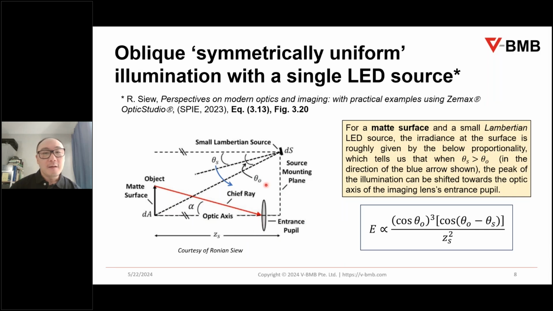Well, if you go to my other book, Perspectives of Modern Optics and Imaging, in equation 3.13 and figure 3.20, you'll see me sketch out a diagram such as this. Let's say you've got a tiny source, an LED, that has a Lambertian emission. If you go to an LED data sheet, you'll very often see a plot of intensity versus angle. Intensity could be in radiant terminology, or in luminous intensity terminology, that's flux per unit solid angle. Anyway, don't worry about those units. Just look for the plot where it says intensity versus angle.